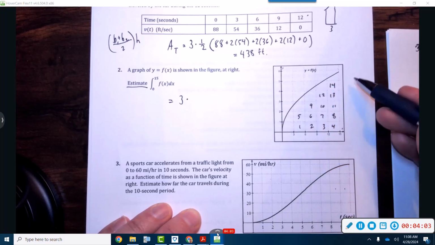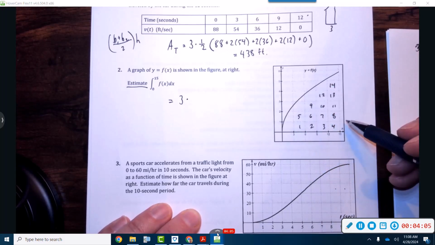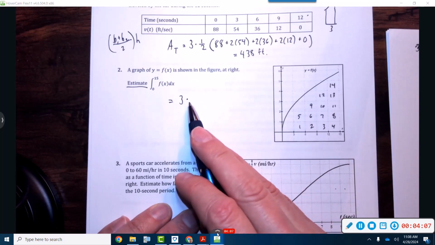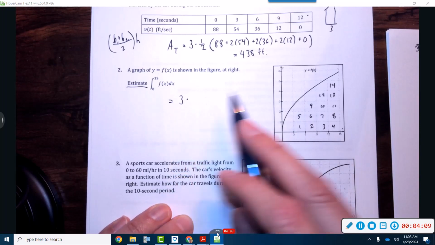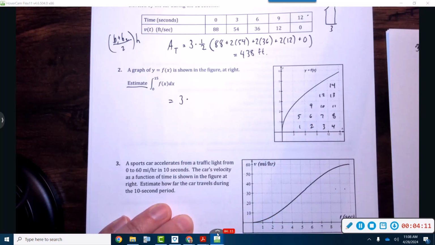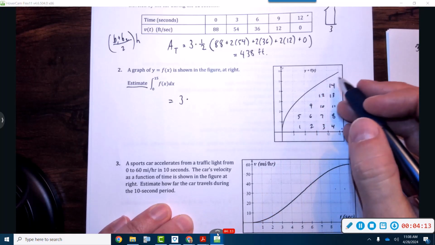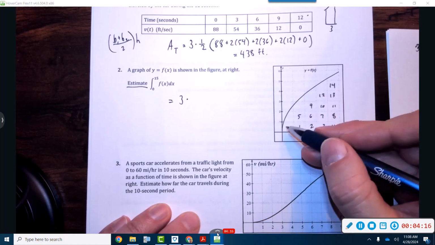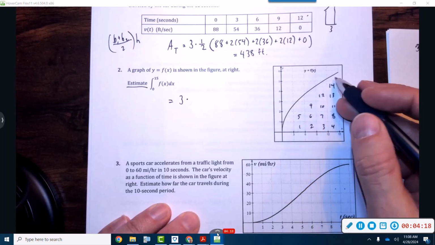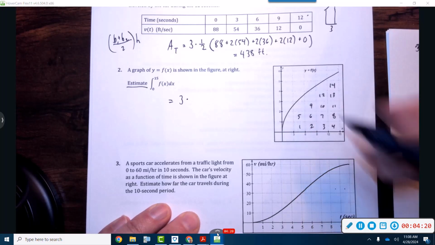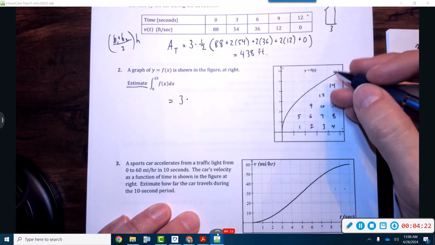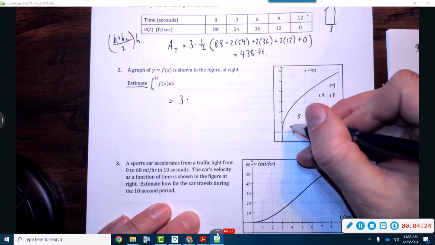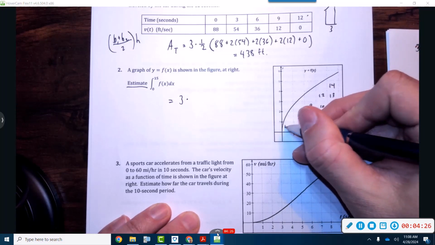1, 2, 3, 4, 6, 7, 8, 9, 10, 11, 12, 13, and 14. So I've got 14 full boxes, so already I've got 14 times 3. Whatever that is, that would be my area. But I can also estimate how many more boxes would fit under the curve. So I'm going to count this one as 15 right there.